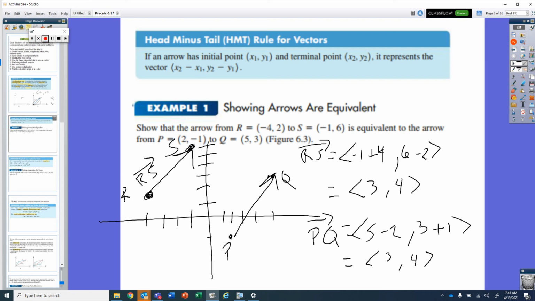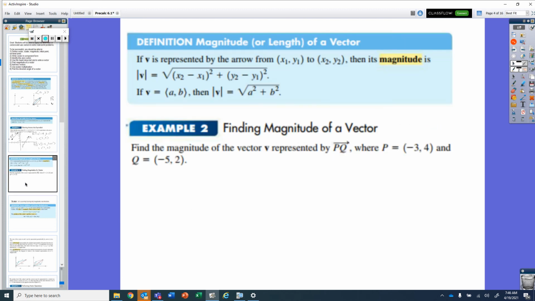This is just showing that the vectors are equivalent based on their component form. We'll talk about size of a vector next with its magnitude. The magnitude of a vector is simply the size of a vector. Remember, a vector has two things, direction and size. What we just did represented its direction. What we're going to do now is going to represent its size.